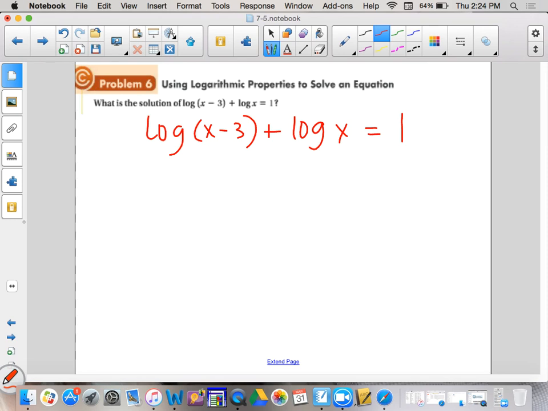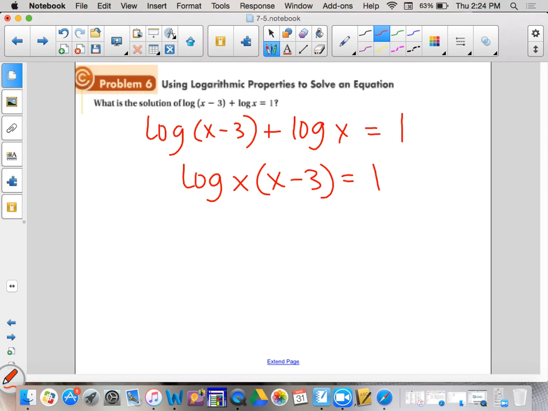What am I doing in my problem right now? Adding. What am I going to do when I turn it to a single logarithm? So what's going to be multiplied together? When I put it together, it's going to look like this: the log of x times (x - 3) equals 1.